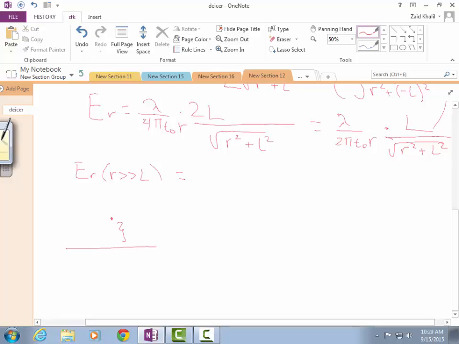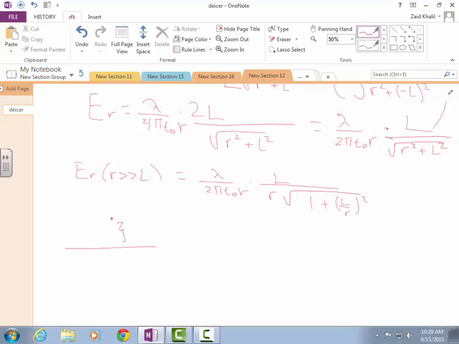So let's take a look. We have lambda over 2 pi epsilon 0 r, and then this is times L. What do I factor out? Factor out the square root of r squared, which would be an r, times the square root of 1 plus L over r squared. I just jumped ahead. And so now what do we have? Actually, I don't even think we need to do anything else. I think we're good.